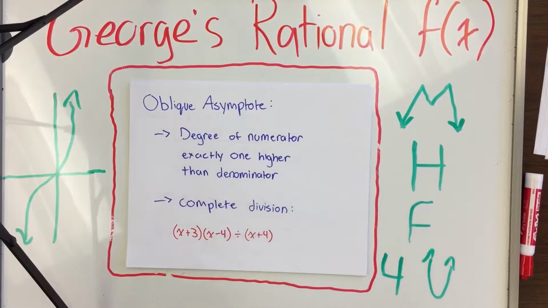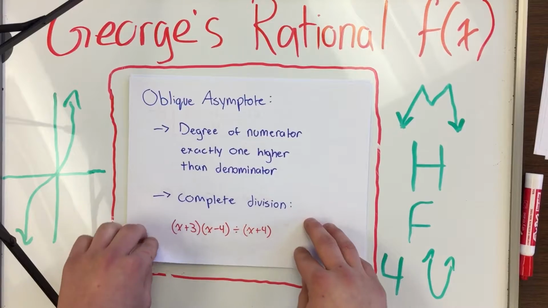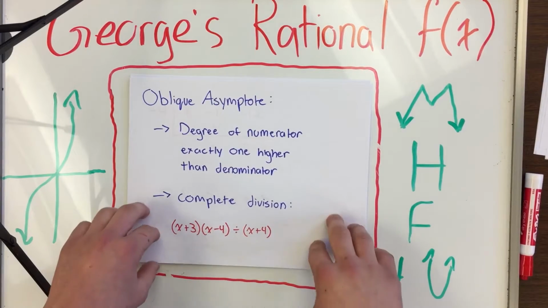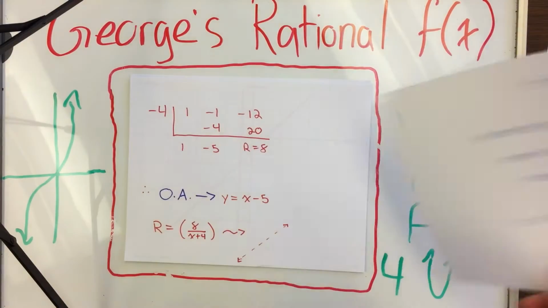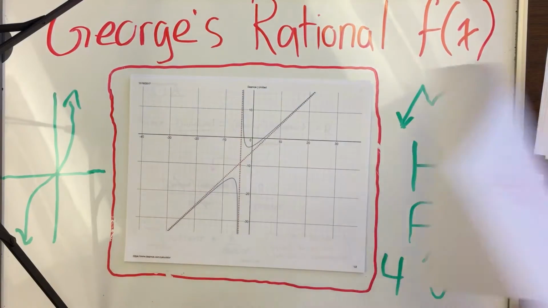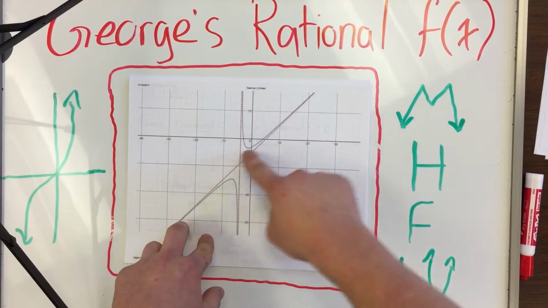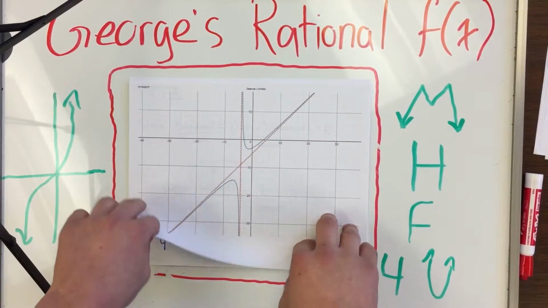Because the degree of the numerator is exactly 1 higher than that of the denominator, an oblique asymptote will occur. In order to determine the oblique asymptote, I need to complete division between the numerator and the denominator. In order to do this, I use synthetic division, and I determine that the oblique asymptote occurs at y equals x minus 5 with a remainder of 8 over x plus 4. This oblique asymptote plotted on the graph looks like this linear line, and again, the function will approach it, but it won't actually cross the line.